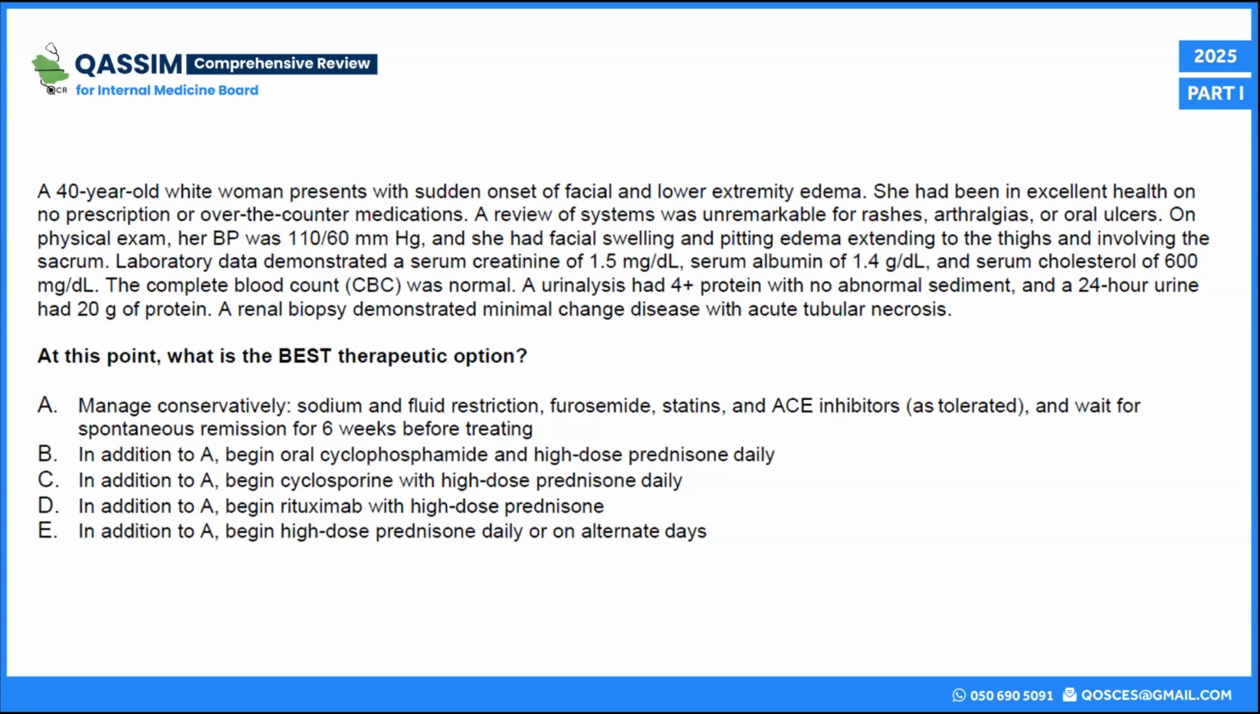Why did the majority choose A? In nephrotic syndrome cases, minimal change or FSGS, you have to start steroid. So steroid is the first line of treatment. The patient will not go into remission if you don't start steroid. So steroid first. Start conservative treatment along with high dose steroid.